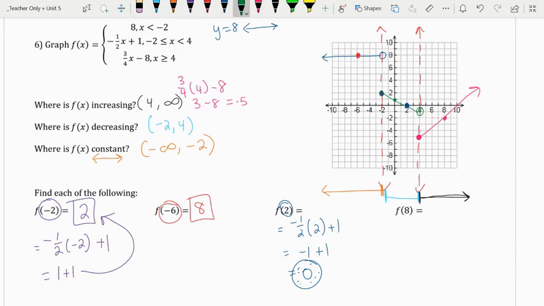And our last one, f of 8. So 8 falls in the category of our last one, and that means we're going to use 3/4 times 8 minus 8. That ends up giving me 6 minus 8, which has my final answer of -2.